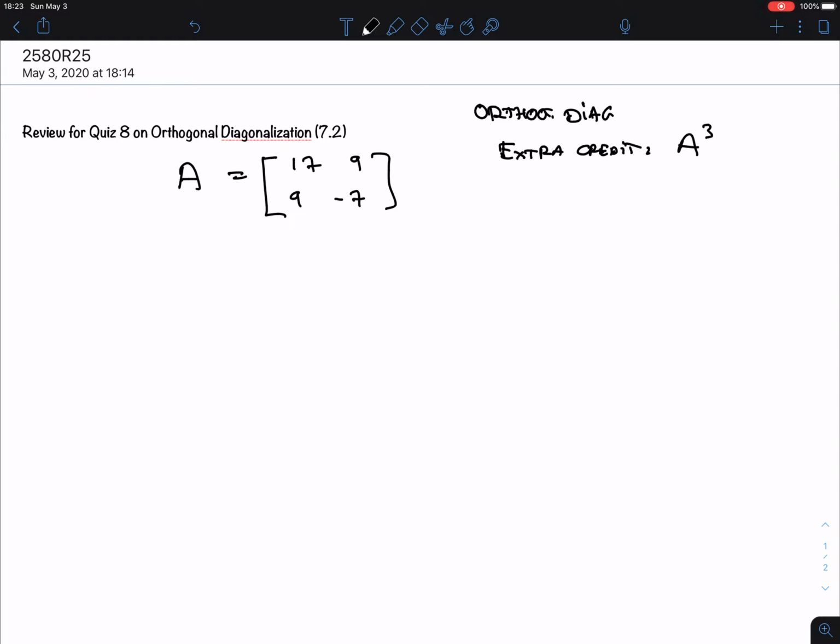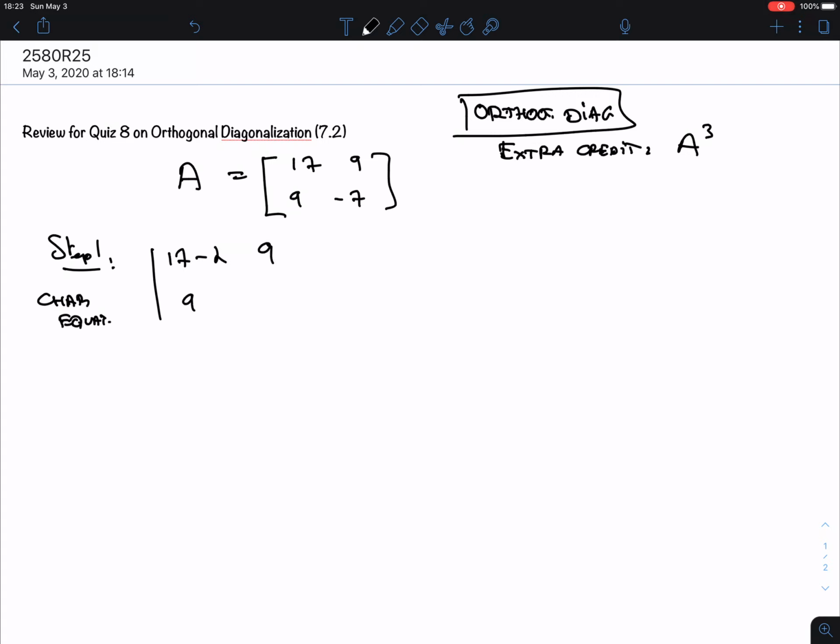So first of all, let's focus on the main thing, the orthogonal diagonalization. Step 1, of course, we need the eigenvalues. I took a little bit bigger numbers to show you that, okay, it's a 2 by 2, so it's not that much work, but still. So the characteristic equation will be (17 minus lambda)(minus 7 minus lambda) minus 81.